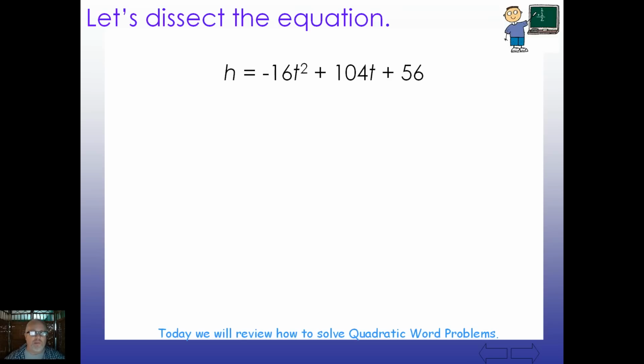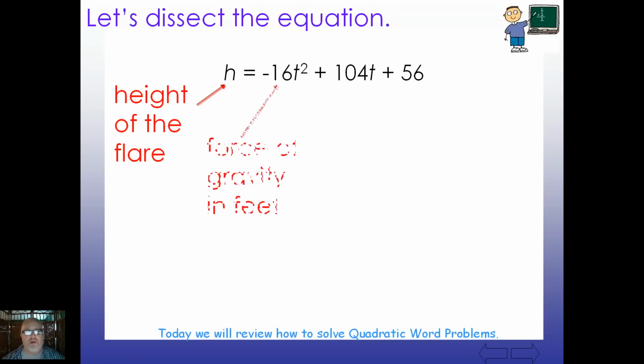Okay. All right, now it's going to be important for us to be able to dissect the equation. Remember that h is going to be the height of the flare at any given time. So if someone asks you, well, after 1 second, how high is the flare? You plug a 1 in for t and solve for h. What if they want to know the height after 5 seconds? Well, plug in a 5 for t and do the math and solve for h. This will tell you how high it is. So that's the height of the flare.